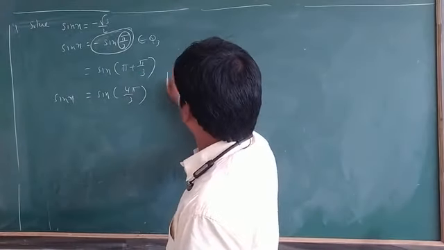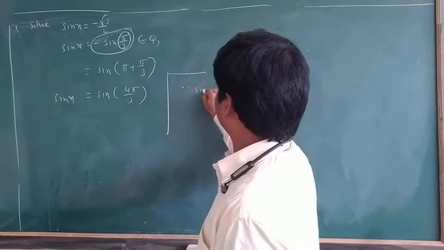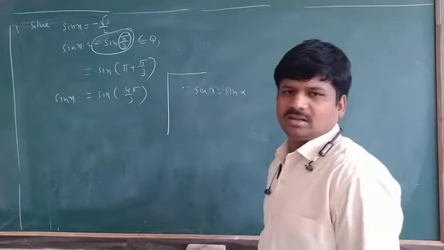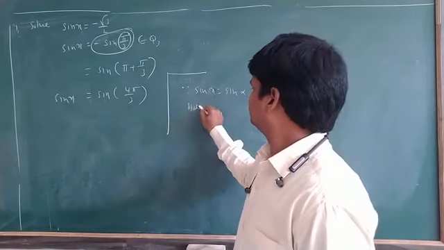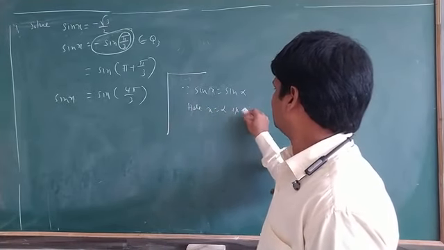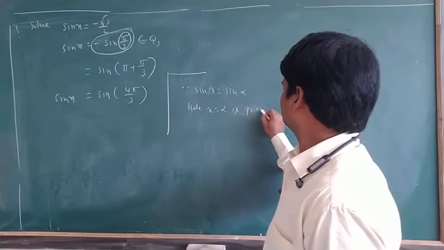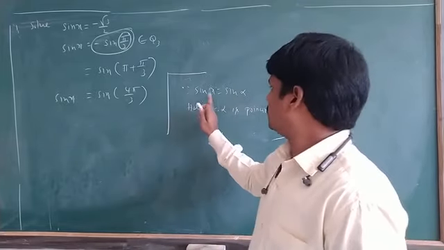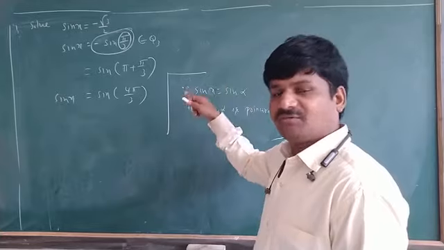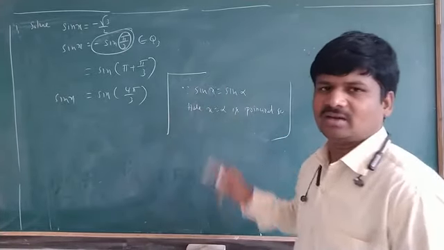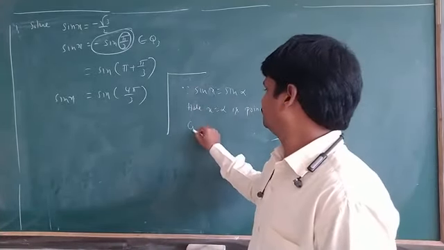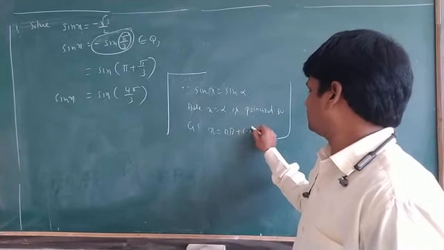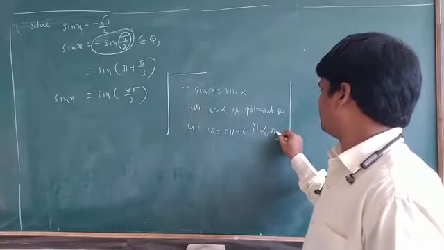Clearly, see this. Sin x is equal to sin alpha. Here x is equal to alpha is the principal solution. And what is the general solution of sin x is equal to sin alpha? If the equation is in the form of sin x is equal to sin alpha, the general solution is x is equal to n pi plus minus 1 whole power n into alpha. Here n belongs to Z.